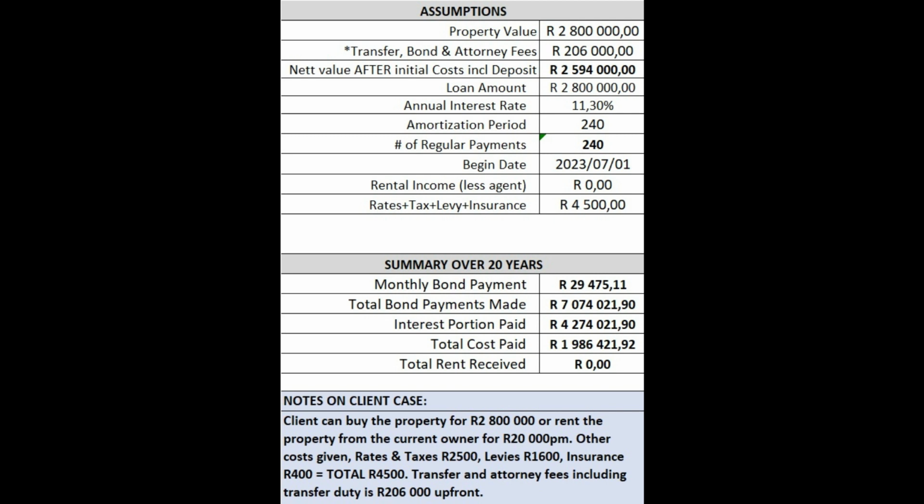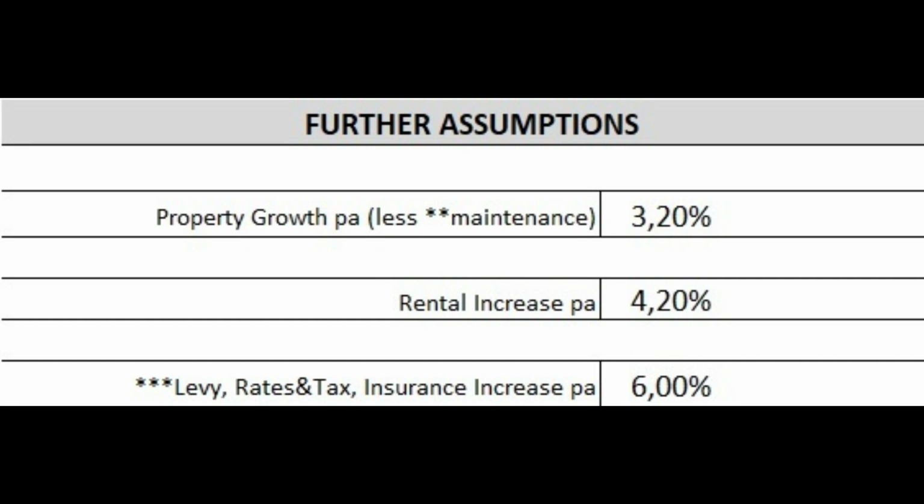If you look at the bottom, it says notes on client case. So this is an actual property. The client indicated that the rates and taxes on this property is 2,500 Rand, levies 1,600 Rand, and assumed insurance 400 Rand, which totals 4,500. And your monthly bond repayments in this case will be 29,475 Rand.